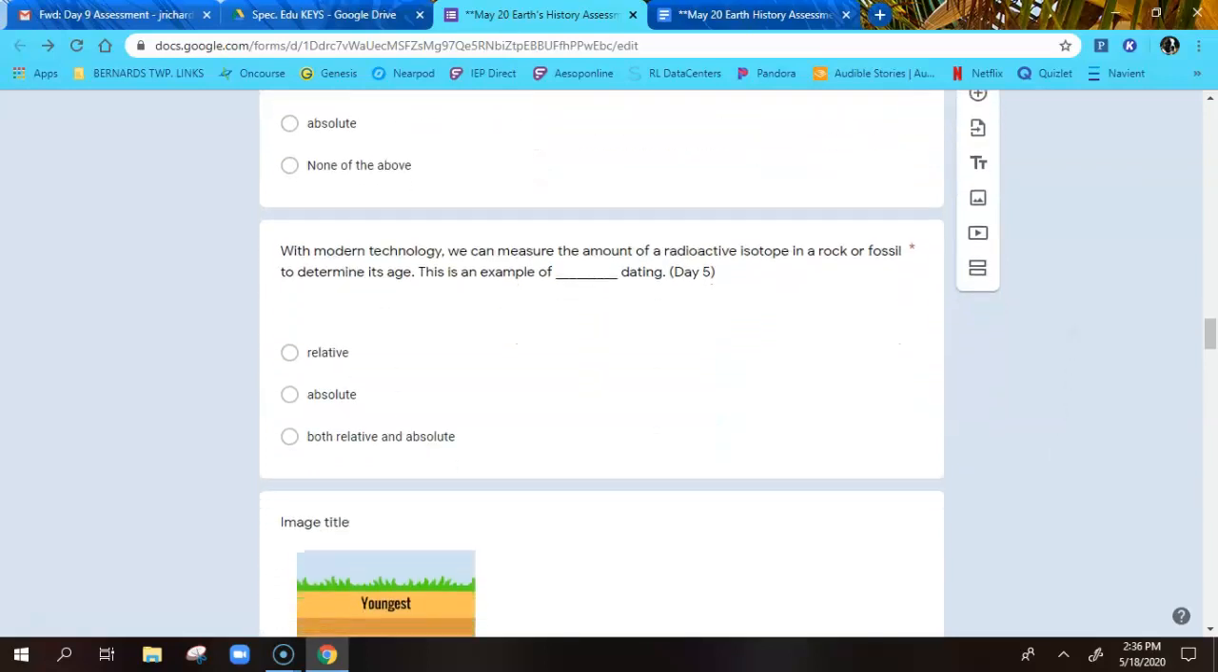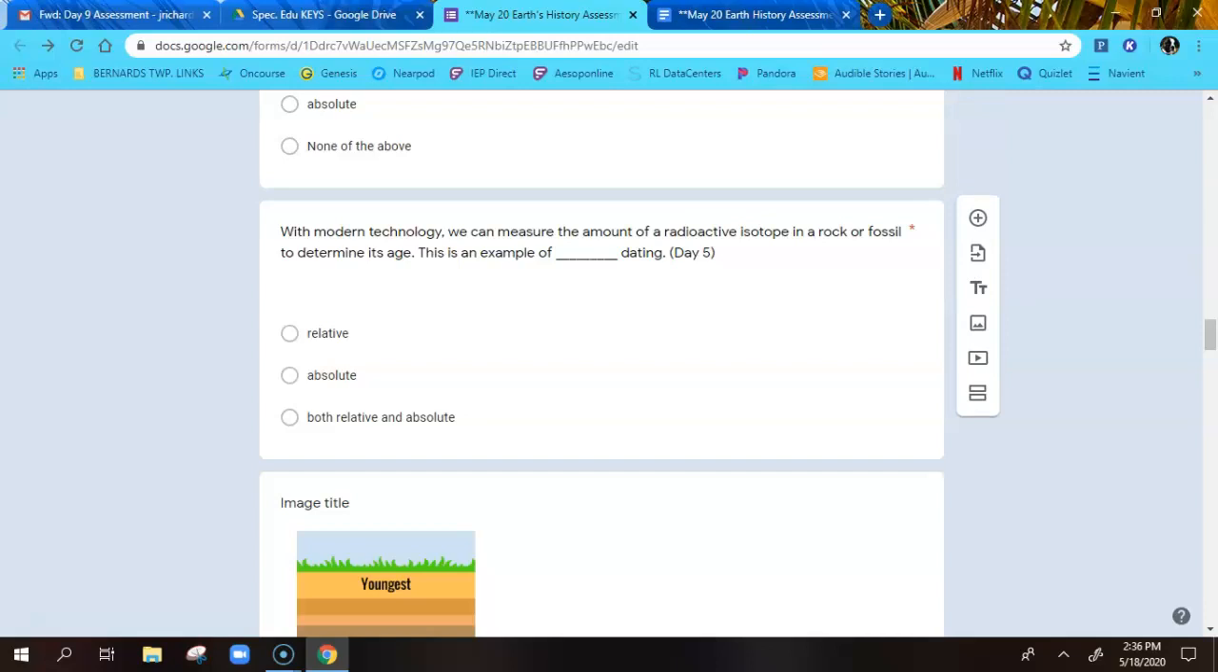Number 2, with modern technology, we can measure the amount of radioactive isotope in a rock or fossil to determine its age. This is an example of blank dating. Again, your day 5 notes. A, relative, B, absolute, or C, both relative and absolute.